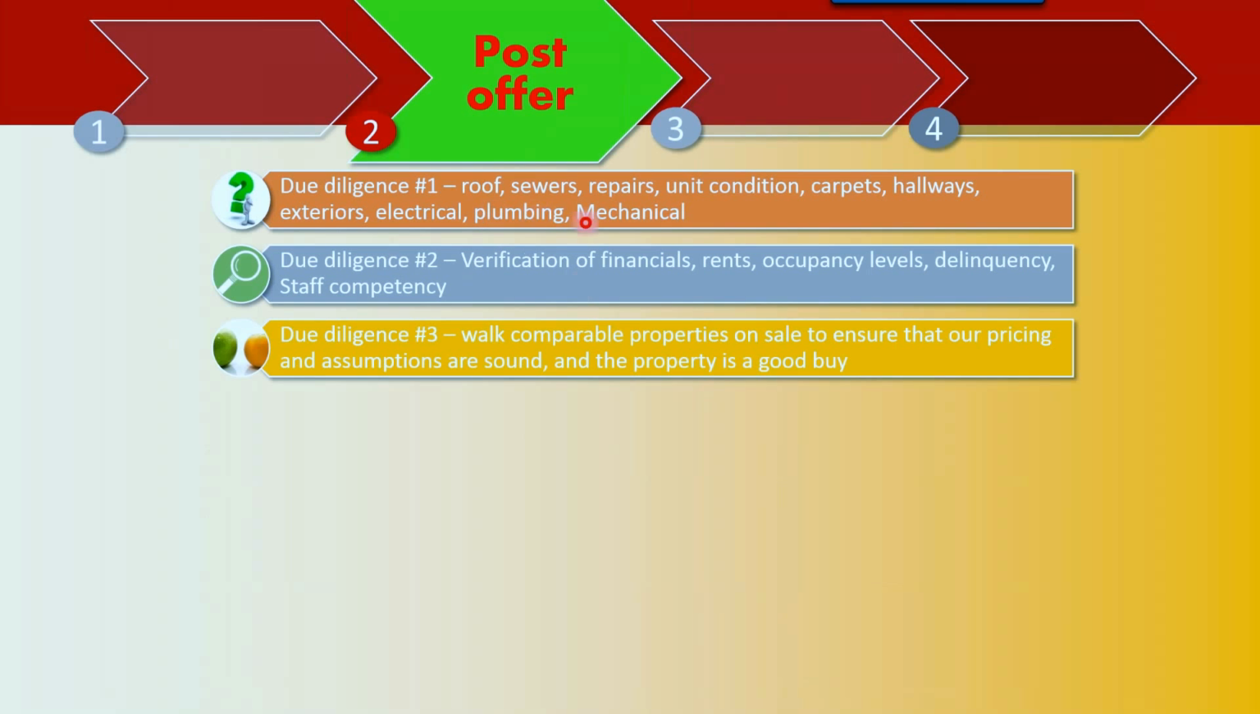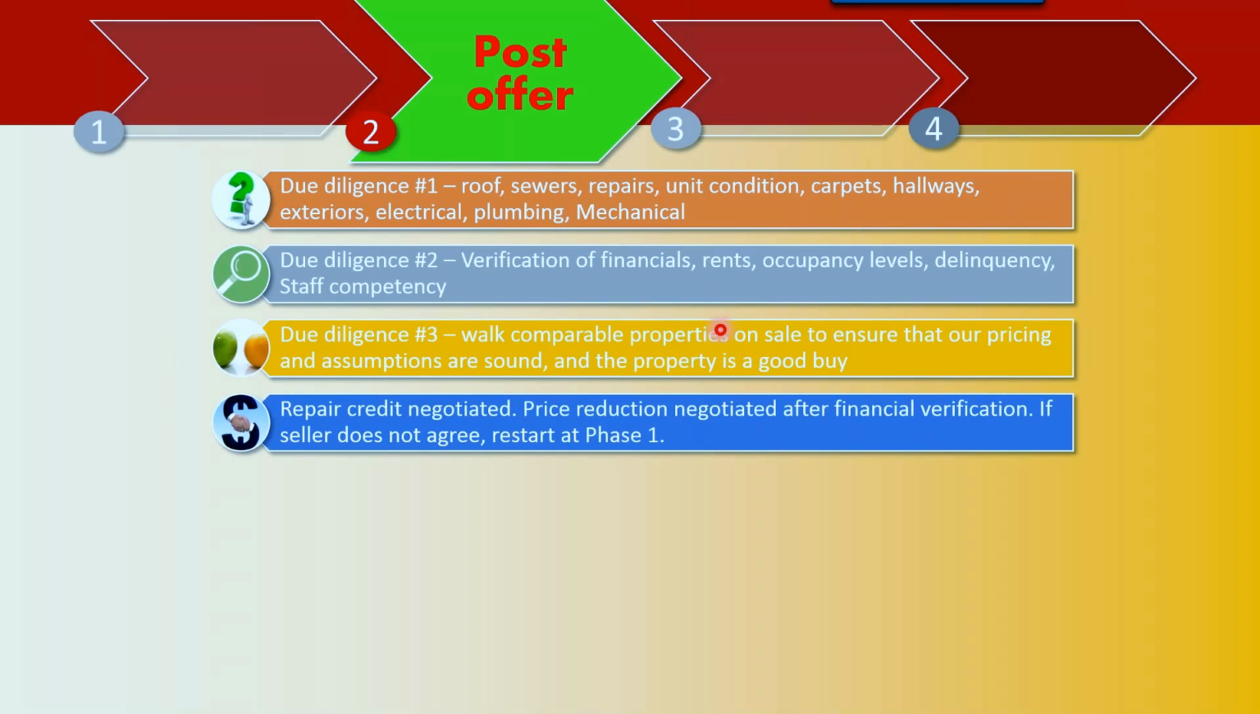So we look at roofs and sewers and repairs. What's the condition of the units? Are hall carpets in good condition? What about hallways and exteriors, right? We verify their financials. Are rents really coming in? What about the competency of their staff? Are tenants delinquent? Then we start walking comparable properties on sale again to ensure that our pricing and assumptions are correct and that the property that we're buying is a really good buy.